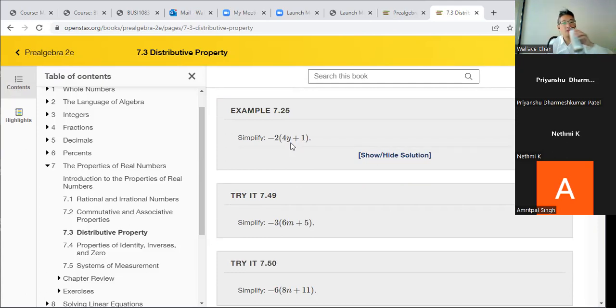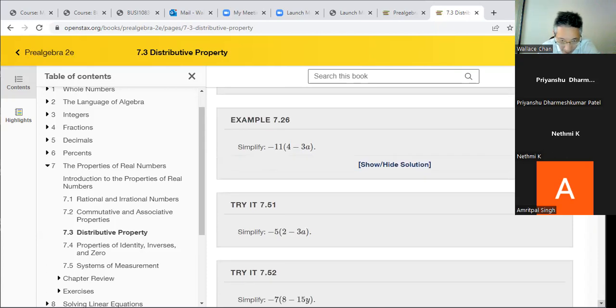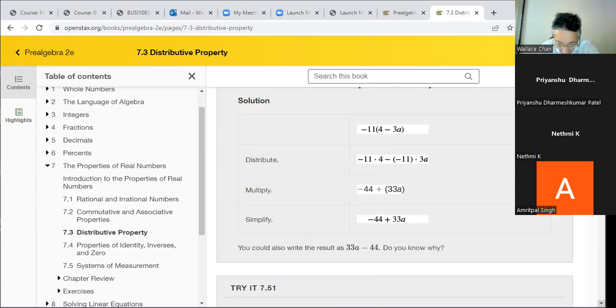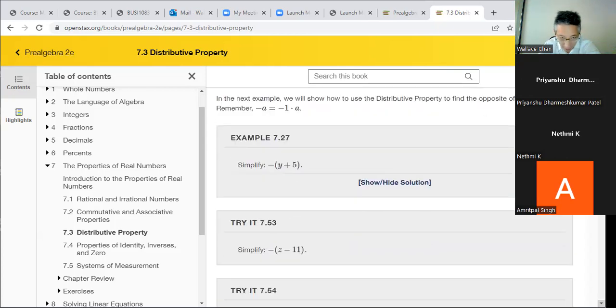So how about this one? Negative 8y minus 2. How about this one? Minus 44 plus 33a. Very good. Usually people, if they have something like this, tend to move 33a to the front, because usually people like to show the terms with the variable first. Again, it's like going to a party, right? How you dress yourself up. They are the same. It's just that the outlook is different, but it's the same value.